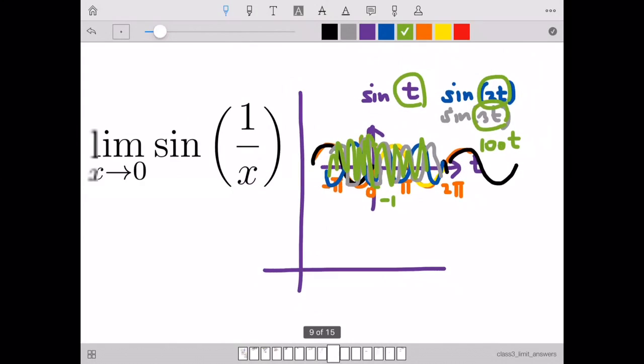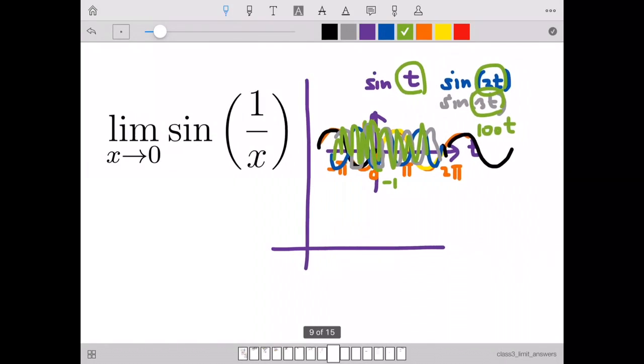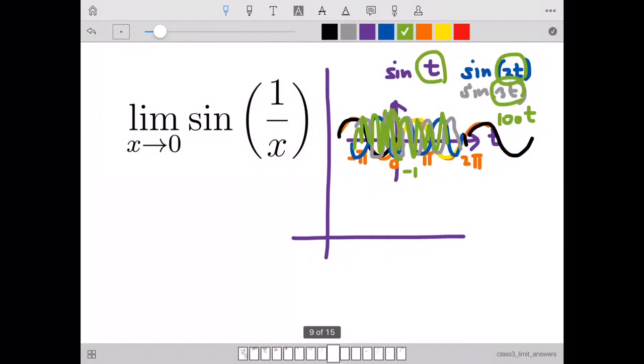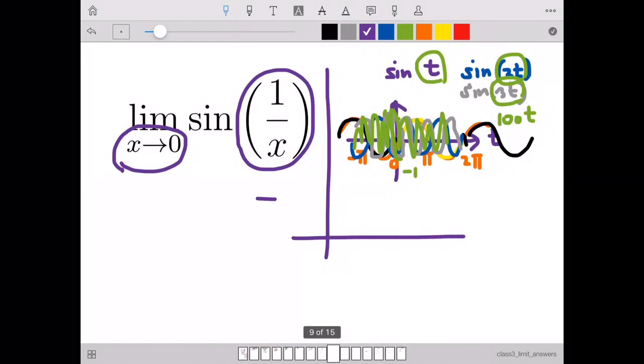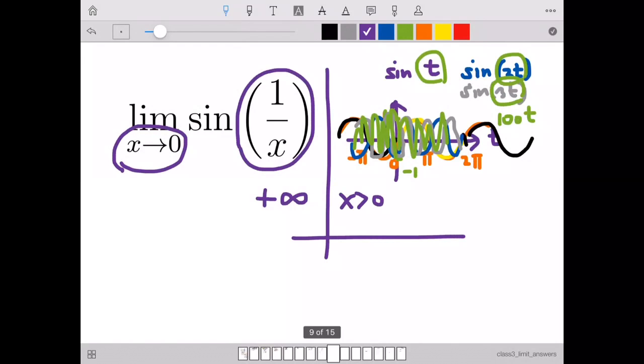So, for example, if we have sine of 1 over x as x approaches 0, then 1 over x approaches infinity, plus or minus infinity. If x is bigger than 0, then it is plus infinity. If x is less than 0, then it is minus infinity.